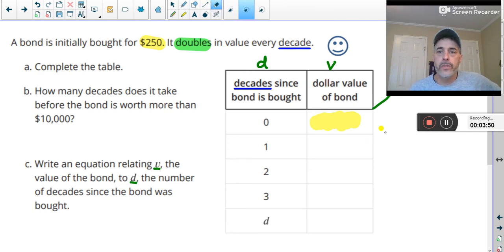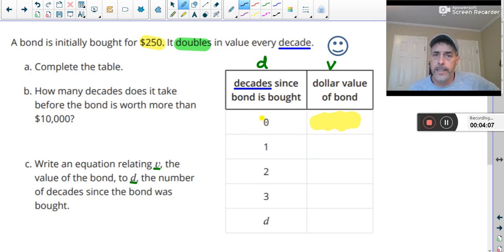Okay, so this was the first question, and the first question says a bond is initially bought for $250. So here it says decades since the bond was bought. 0 decades since the bond was bought, meaning the moment it was bought is the 0. I'm going to write 250 right here. It has been 0 decades since it was bought. It was just bought. It doubles in value every decade. Okay, part A, complete the table.